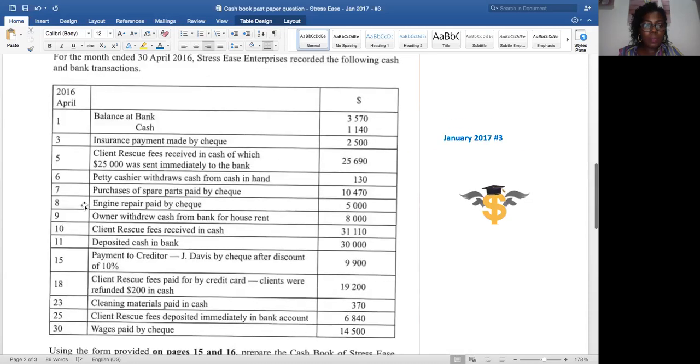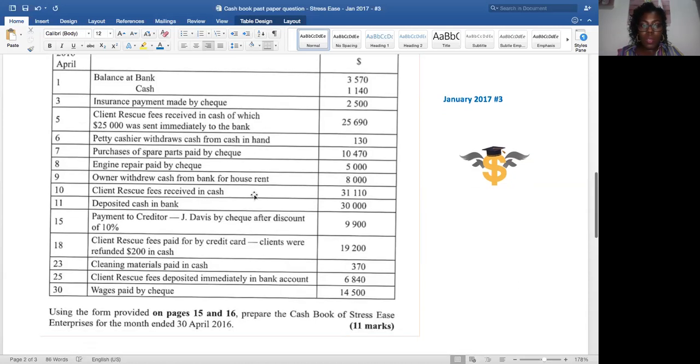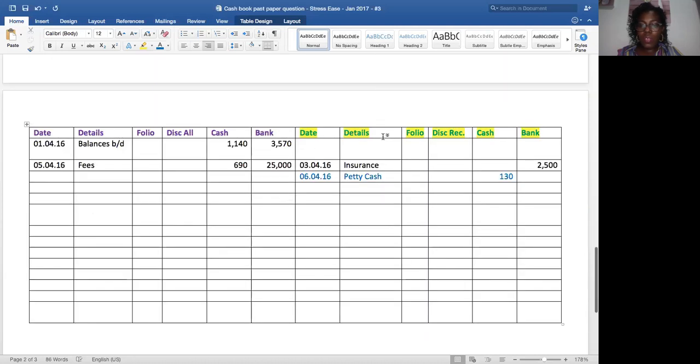Let's go back up. Moving along nicely. Purchases of spare parts by check. So in this transaction on the 7th of April, the business purchased spare parts by check. Now the cash book is used to record all cash receipts and all cash payments, right? Whether it's by check or not. Once the amount of money the business has is affected, it has to be recorded in the cash book. So we purchased spare parts for $10,470.